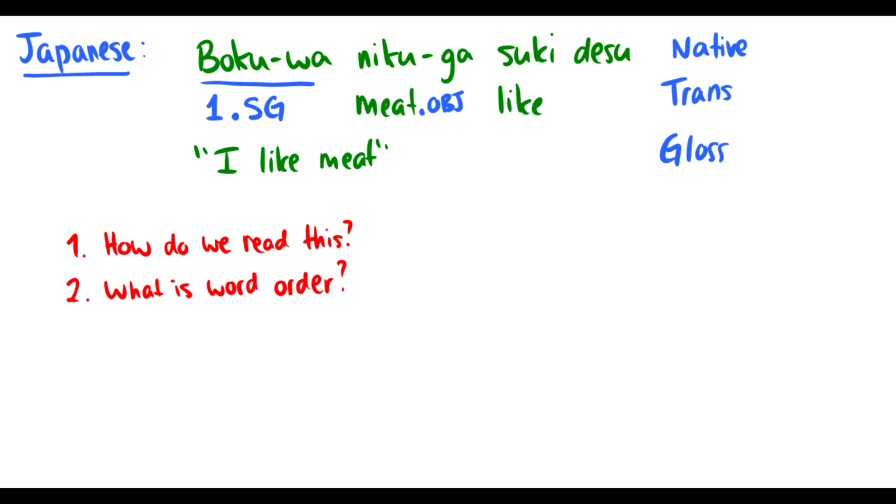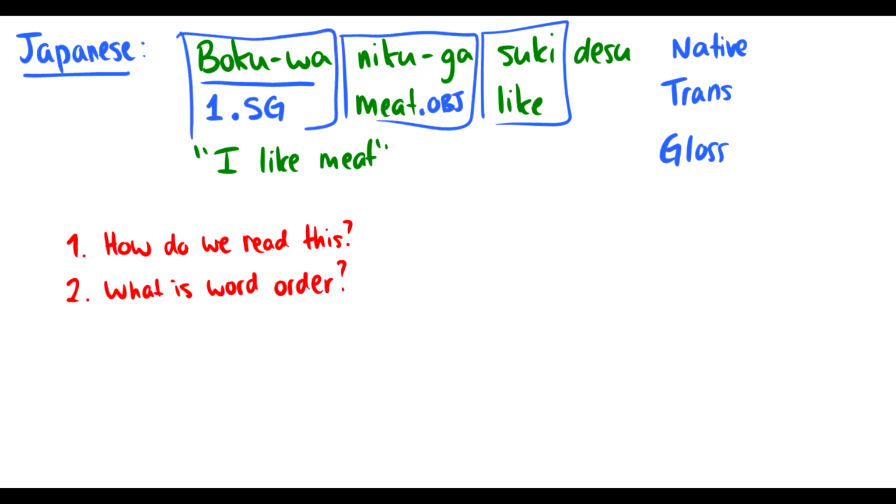Now, clearly, the word order, if we take a look at the native translation, is not exactly SVO, because we can see that the verb is the last thing in the sentence, the object is the second thing, and the subject is the first thing. So, the word order for Japanese is subject, object, verb.